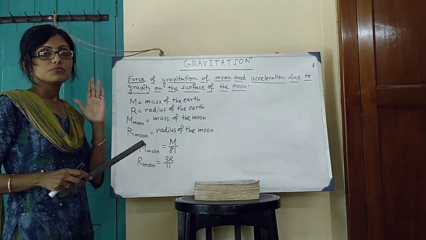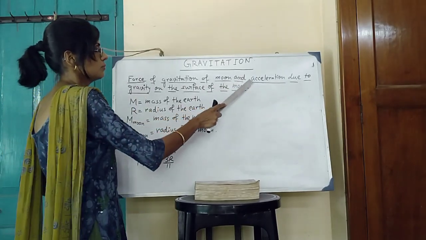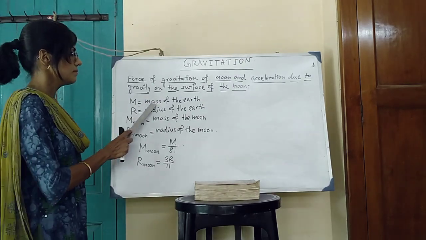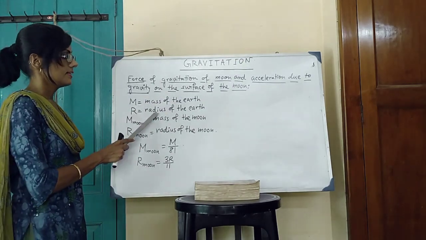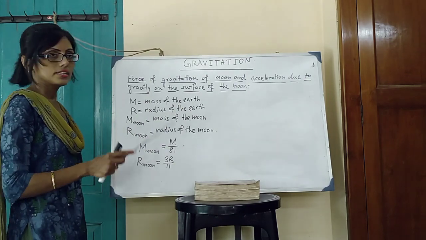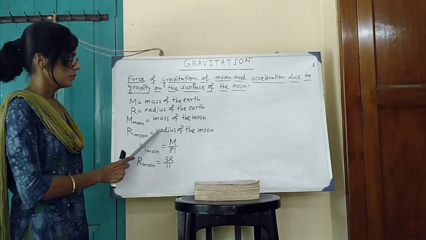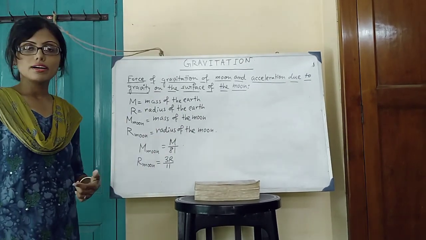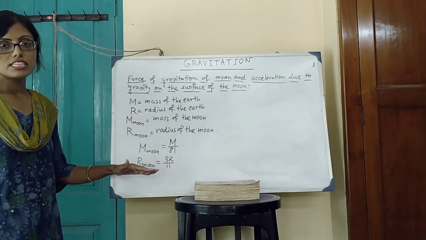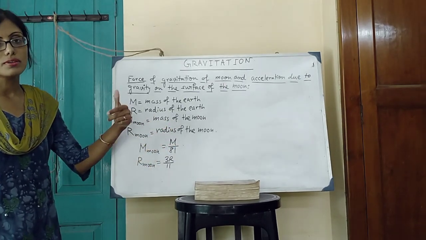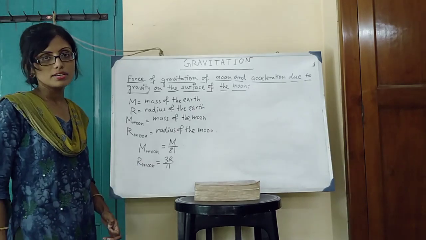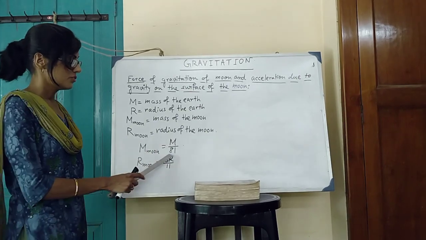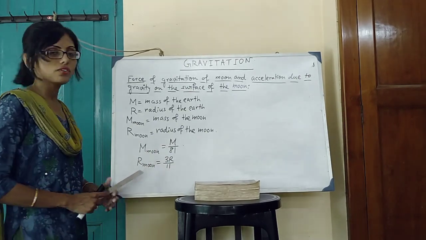Today our first topic is force of gravitation of moon and acceleration due to gravity on the surface of moon. Suppose big M is mass of earth, big R is radius of earth, M moon is mass of the moon, R moon is radius of the moon. There is a relation between the mass of the moon and mass of earth. M moon is 1 by 81 times of the mass of earth, means M moon is equal to M by 81. Similarly, radius of moon is equal to 3R by 11, means 3 by 11 times of the radius of earth.